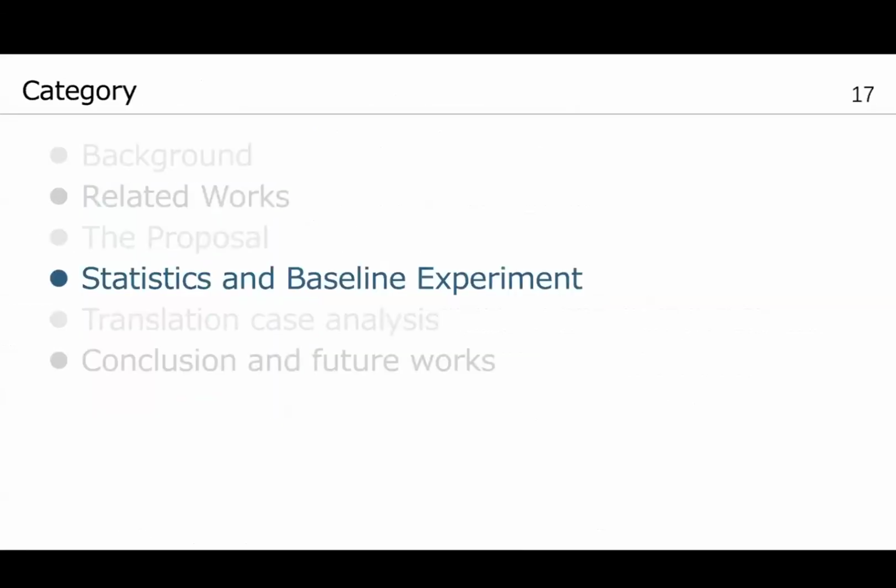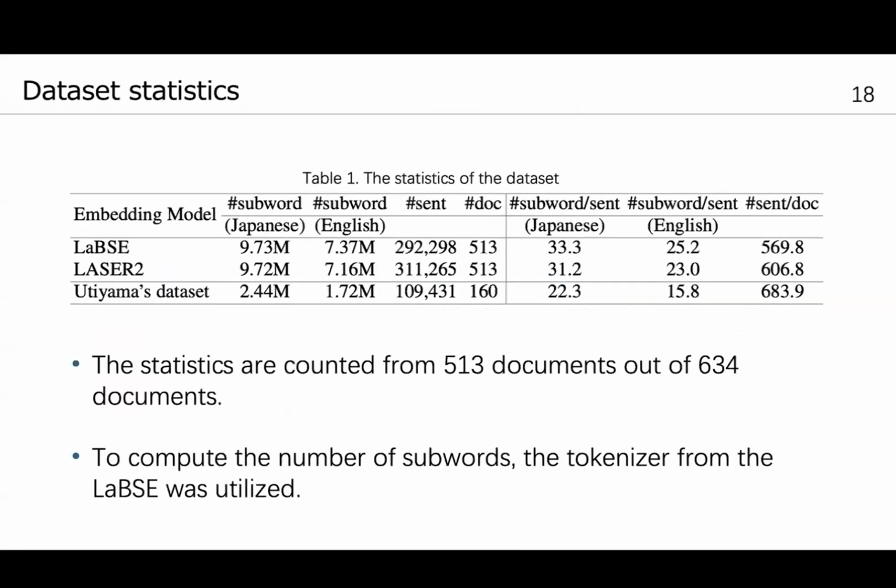The next part is the statistics and the baseline experiment. The statistics are counted from 530 documents out of 634 documents. To compute the number of subwords, the tokenizer from LaBSE was utilized. At the sentence level, the statistical information shows that the total number of sentence pairs is more than 3 times that of the Utsuro data, listed in the third line.